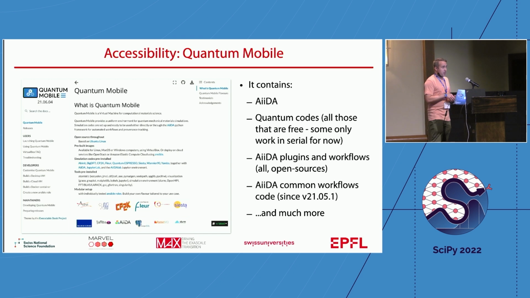So the final topic I just want to touch on in the last few minutes is that of accessibility, putting these workflows and the data they produce in the hands of users, making it as easy as possible for non-experts to analyze, reproduce, or extend our results. And the first thing we did with this, as we were running the project, was to release everything inside what we call Quantum Mobile. So this is essentially a virtual machine that we build and maintain, which, among other things, contains AiiDA. It contains all of the quantum codes I mentioned, the ones that have an open license. And it contains all the data plugins and workflows, including the common workflows and its command line tool.